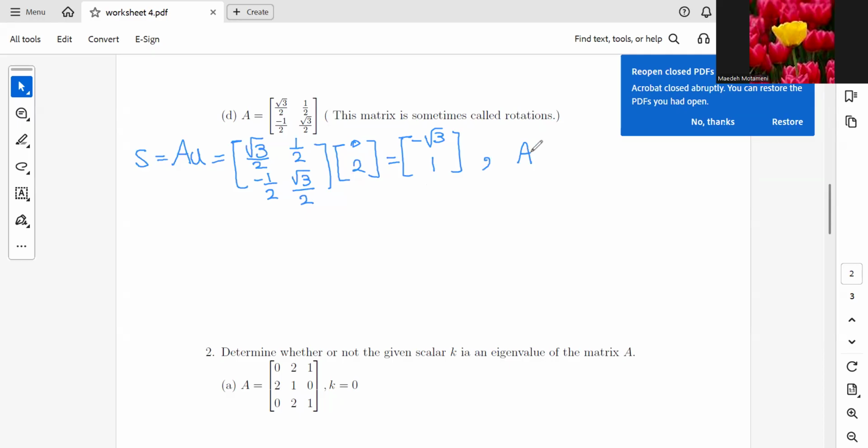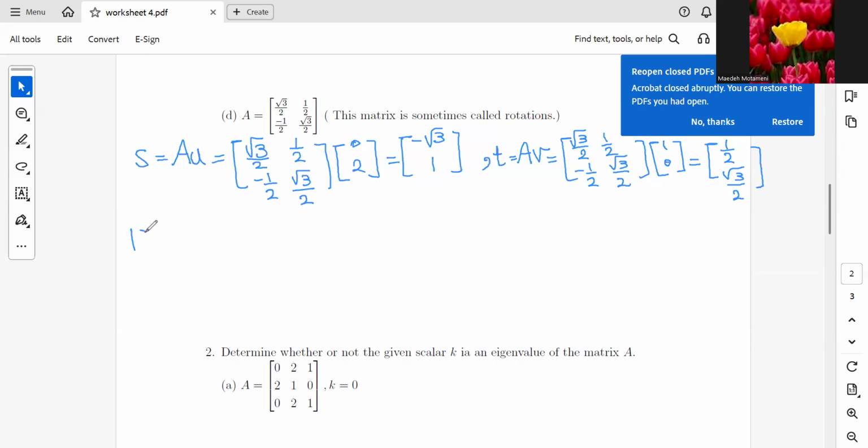And the next one, which is A times v, let's call it t. It will be square root of 3 over 2, negative 1 over 2, 1 over 2, square root of 3 over 2, times 1 and 0. And this will be 1 over 2 and square root of 3 over 2. So we need to find the length of these two.